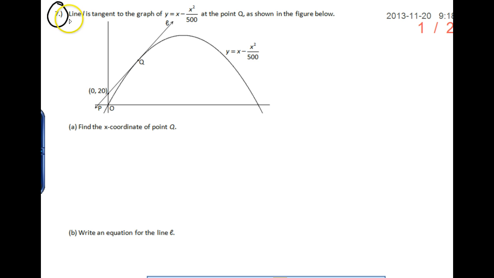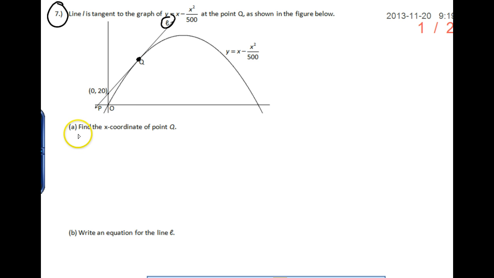So let's read. Line L is tangent to the graph of y equals x minus x squared over 500 at the point Q, as shown in the figure below. So you see point Q is right here. Line L is right here, tangent to this graph, meaning both the line and the curve share point Q. You can also see that the line goes through 0, 20.